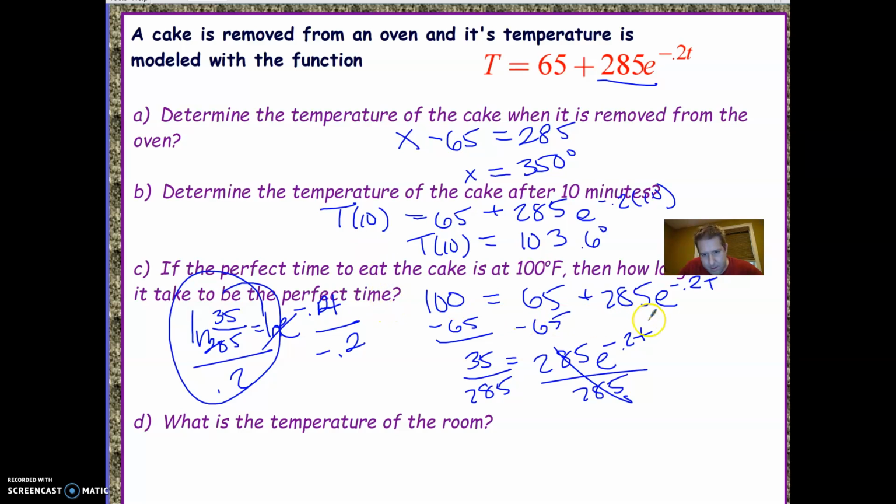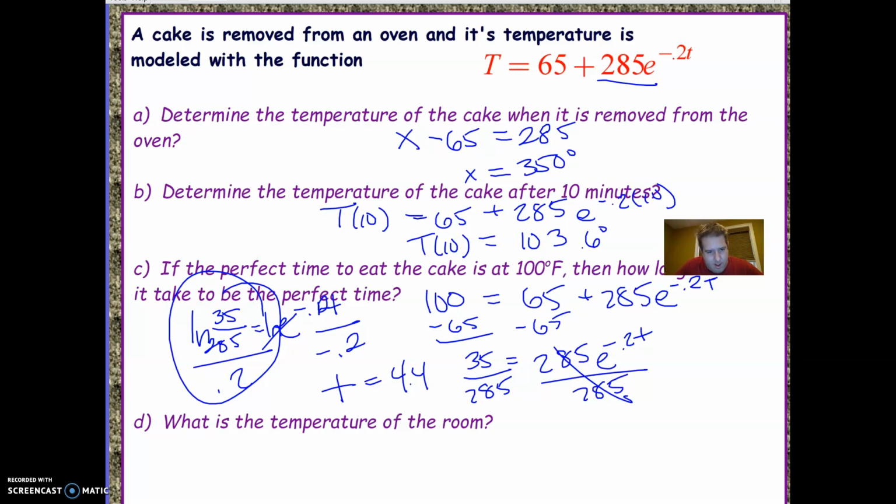okay, it should have been negative 0.2, shouldn't it. Divide that by negative 1. So it gives me 4.4. I know I just did this pretty quickly. Hopefully that's not wrong. So natural log of 35 divided by 85. Oh, it's 285. That is wrong.